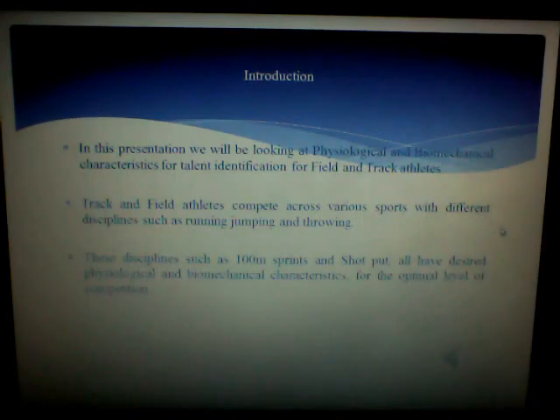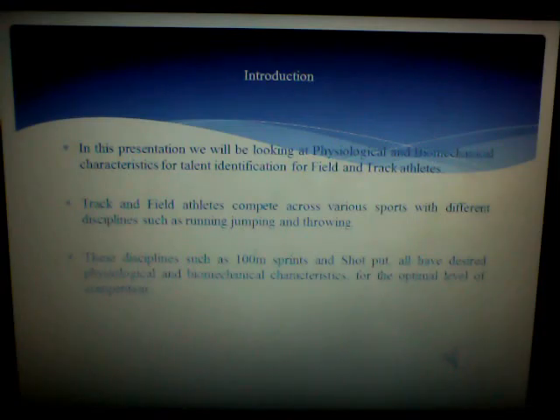In this presentation, we will be looking at the physiological and biomechanical characteristics for talent identification of young field and track athletes who are aspiring for a professional career, and we can assign them to the correct sporting discipline through these talent identification processes. The track and field athletes will compete across various sports with different disciplines such as running, jumping and throwing. In the talent identification process, we can monitor them and tailor them towards the correct sporting discipline. These disciplines, such as 100 metres and shot put, all have desired physiological and biomechanical characteristics for optimal levels of performance at the highest levels of competition.